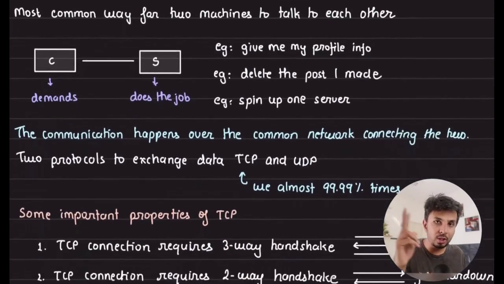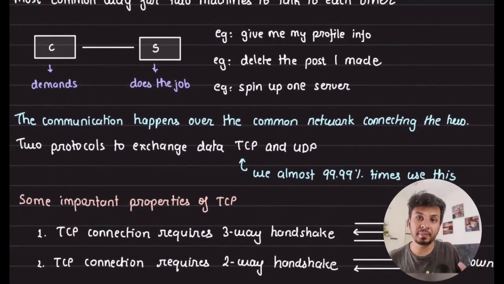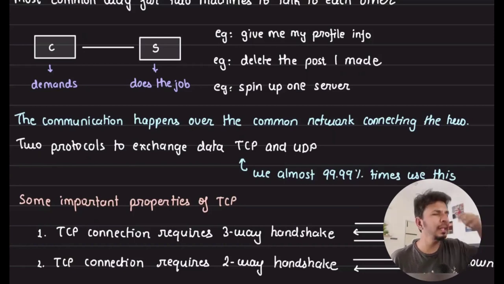So whenever two machines need to talk to each other, and when I say machine, it could also be your end user's mobile device, it could be a web browser, it could be literally anything. The idea is the communication between the two always happens over the network, because what's common between the two machines? The underlying network. So the communication happens over the network between the client and the server.